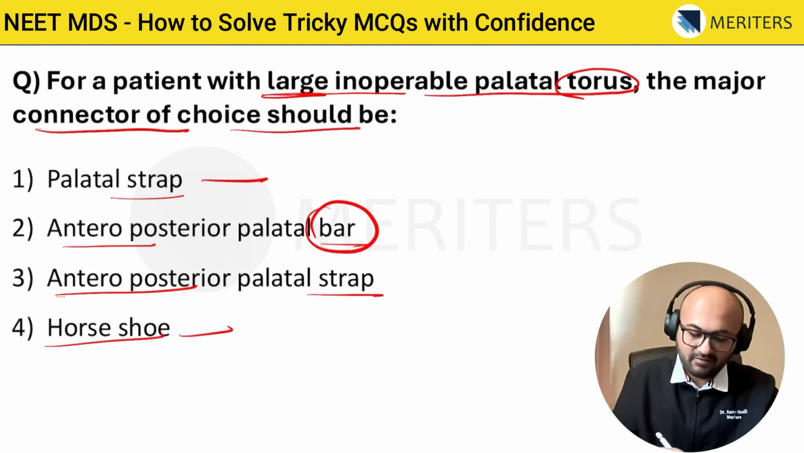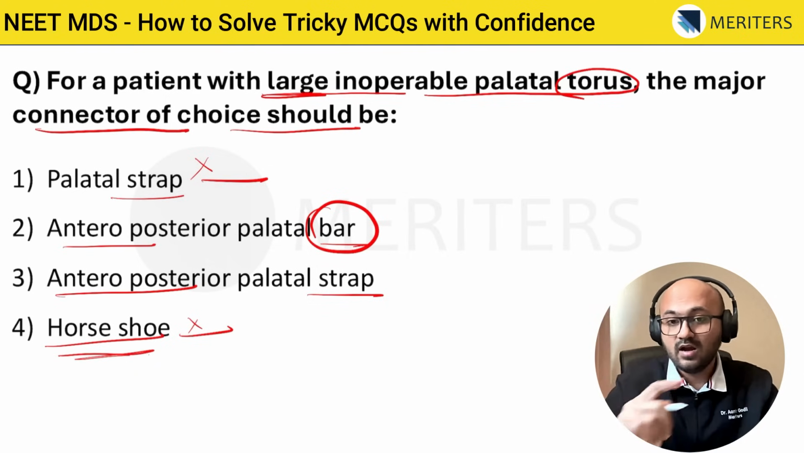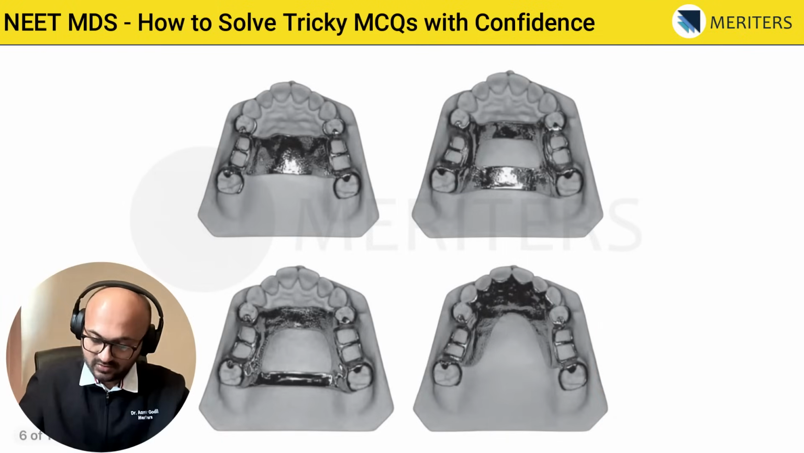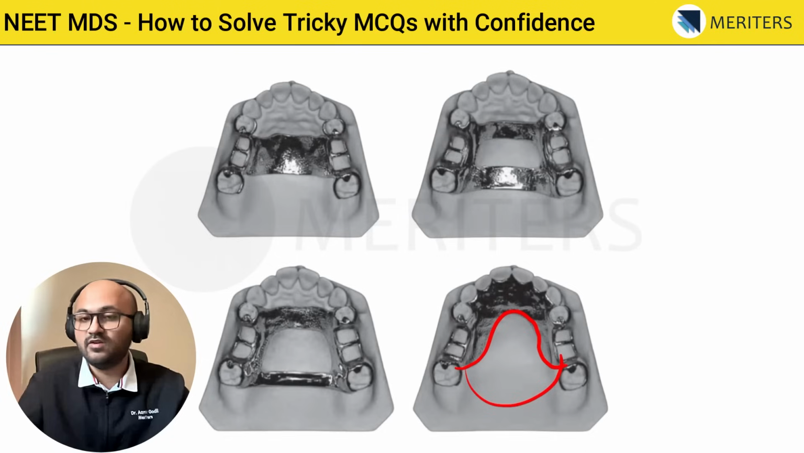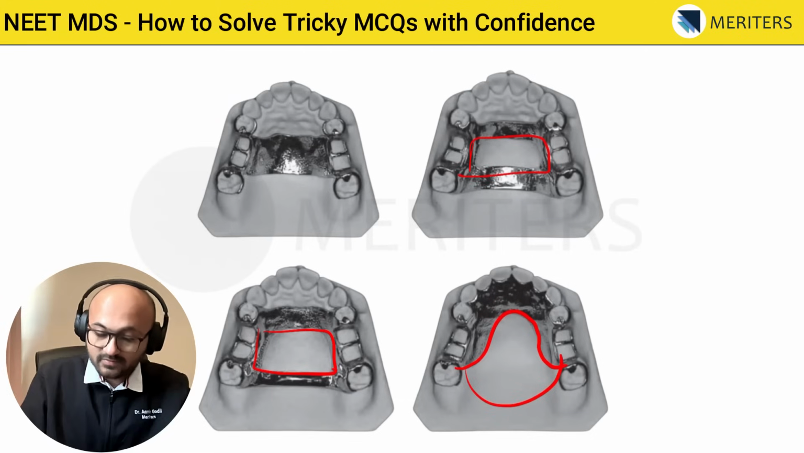Palatal strap and horseshoe definitely are not very good ideas. Horseshoe is also a very decent idea actually, because it covers only the anterior portion of the tooth. So horseshoe can bypass the torus very effectively. So horseshoe could be a correct answer. So here there are three possible options that would be correct.